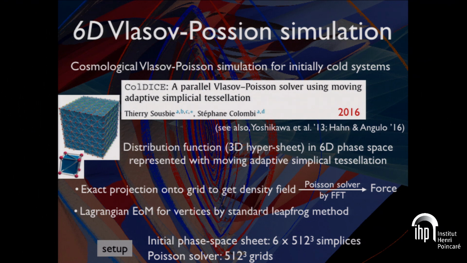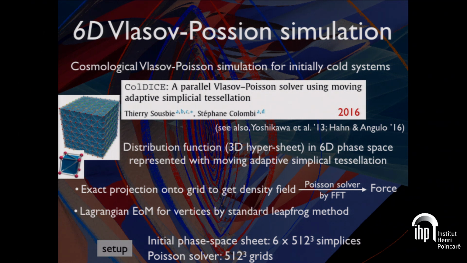But with only that expression, we still don't understand what is going on. So in order to understand what is going on, we will make a comparison with a numerical simulation. That is a Vlasov-Poisson simulation. This has already been introduced by Mark Neyrinck yesterday, but I'll just give you a quick flash.